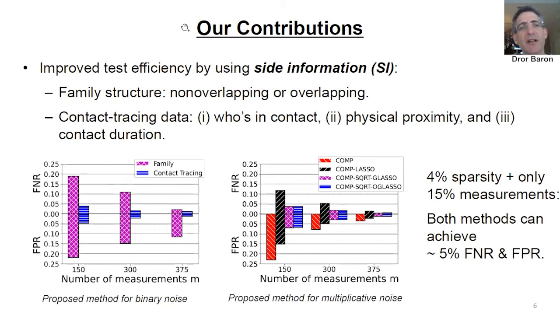All right, so at this point, I'd like to describe our contributions. The main thing that we've done is to improve the efficiency of group testing by using side information, or SI. We use two different types of side information. One is side information about family structure. Now, this is not only the people you live with, the household structure, the family structure per se.